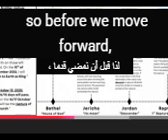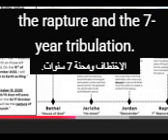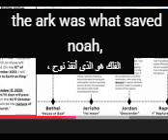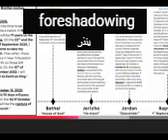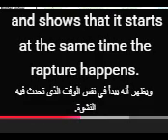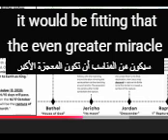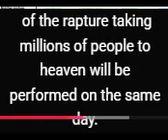So before we move forward, I want to briefly talk about why Noah's Ark and the flood foreshadow the rapture and the 7-year tribulation. The ark was what saved Noah, his family, and the animals from the destruction caused by the flood as it was lifted into the sky by the floodwaters, foreshadowing Jesus rapturing those who are in him as destruction falls on the earth. The flood then symbolizes the tribulation and shows that it starts at the same time the rapture happens. Since the flood was the greatest physical miracle God ever performed in terms of sheer magnitude, it would be fitting that the even greater miracle of the rapture taking millions of people to heaven will be performed on the same day.